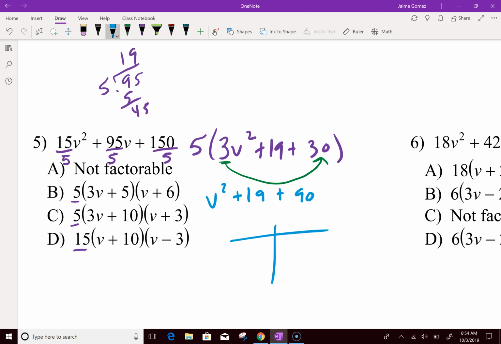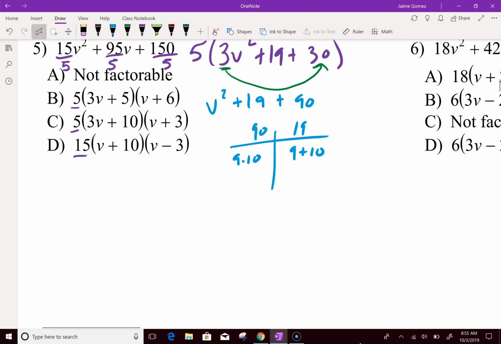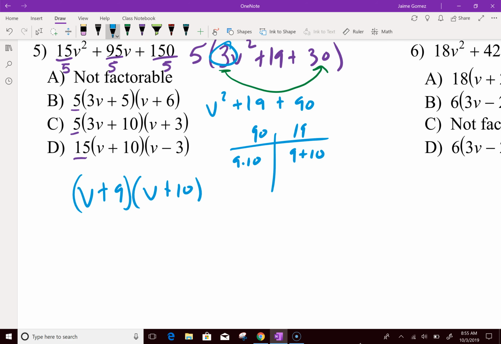So then two numbers that multiply to give me 90, but when you add, give you 19. Oh, that one's easy. 9 times 10, and 9 plus 10 gives me 19. So then I have v plus 9 and v plus 10. But I have to divide by the 3 because I multiplied by it. So divide this by 3. 9 divided by 3 is 3, so this is a nice simple number here. 10 divided by 3 cannot be simplified, so then the 3 goes in the front.